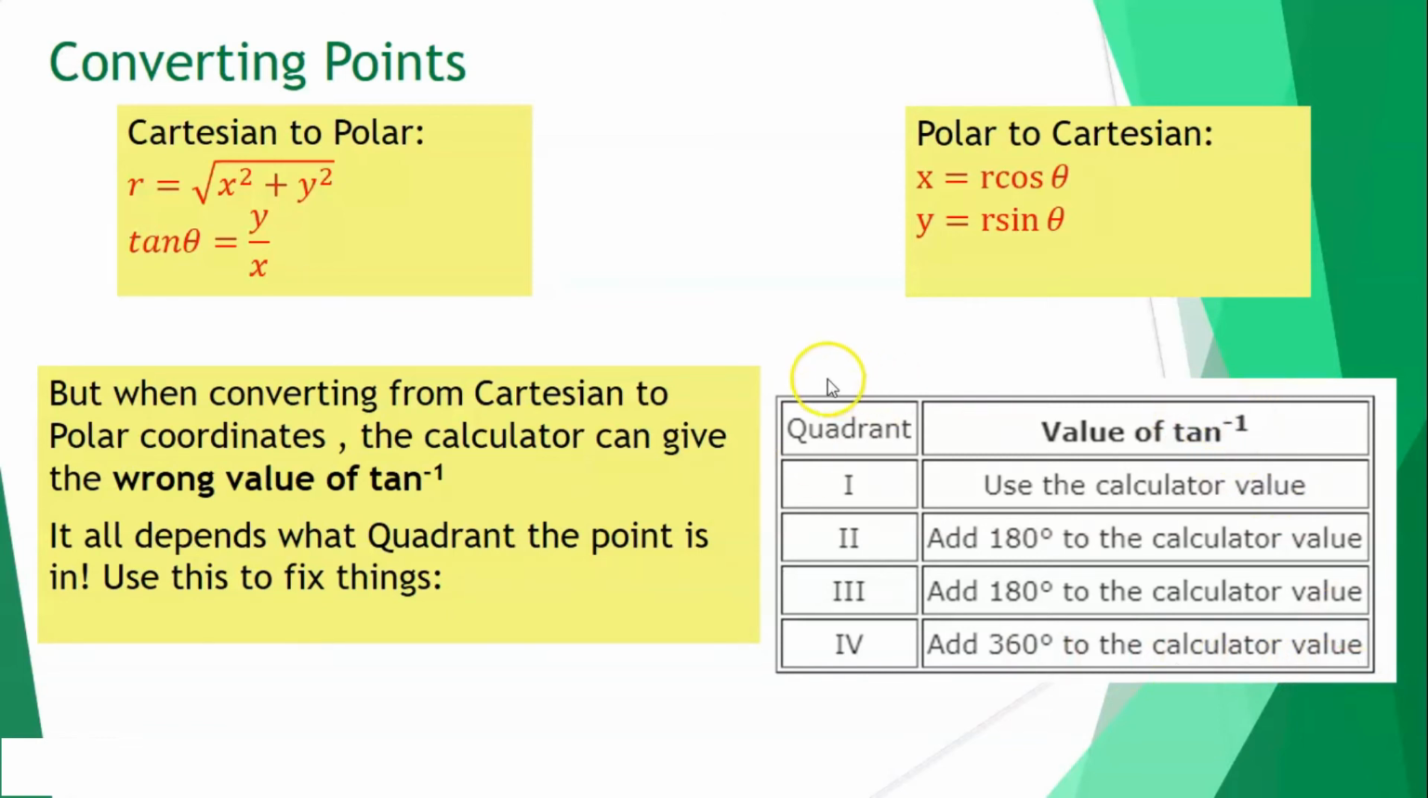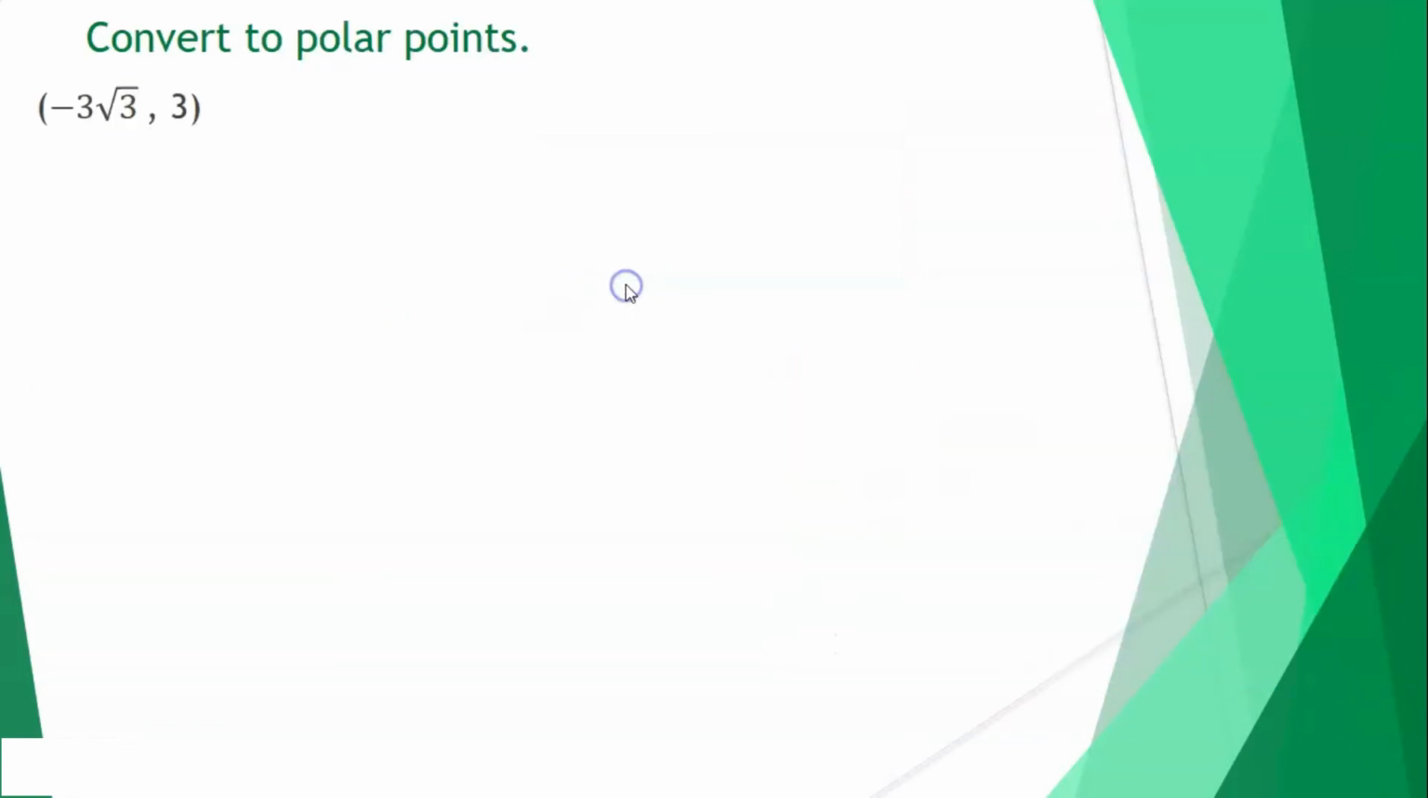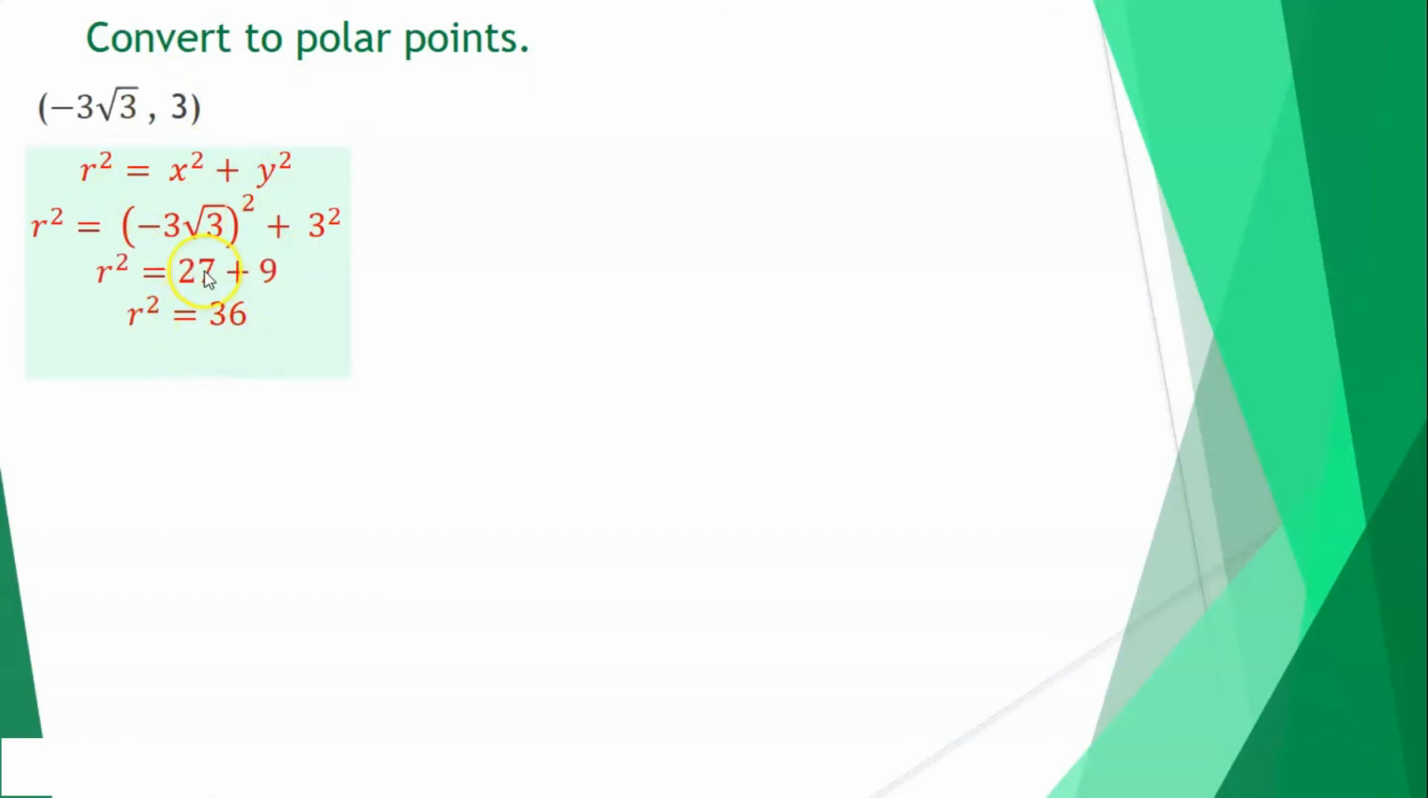Now let's have an example of this one. Convert to polar point. So this is x and this is y. Here our x is negative and our y is positive, so it is located in the second quadrant. To find our r, let's substitute. Expanding this, we will have 27 plus 9, get the square root, and we will end up with 6.